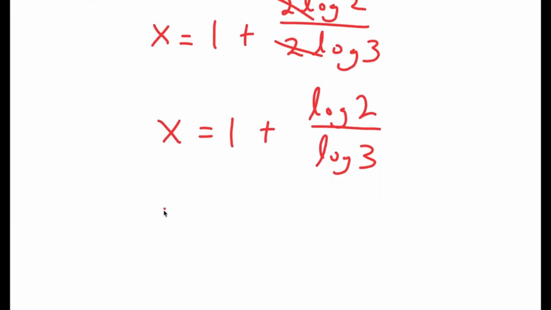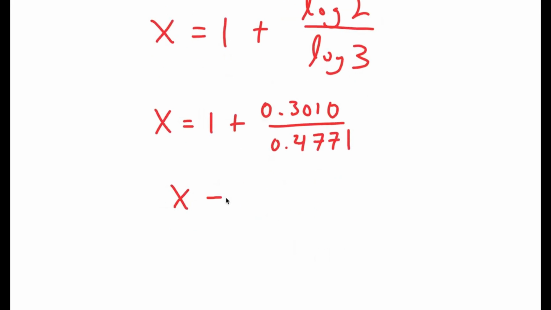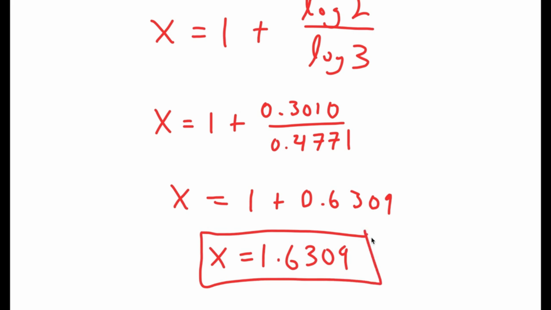Now, log 2 is equal to 0.3010, and log 3 is equal to 0.4771. So if I divide these two, I get x equals 1 plus 0.6309, meaning x is equal to 1.6309. So this is my answer.